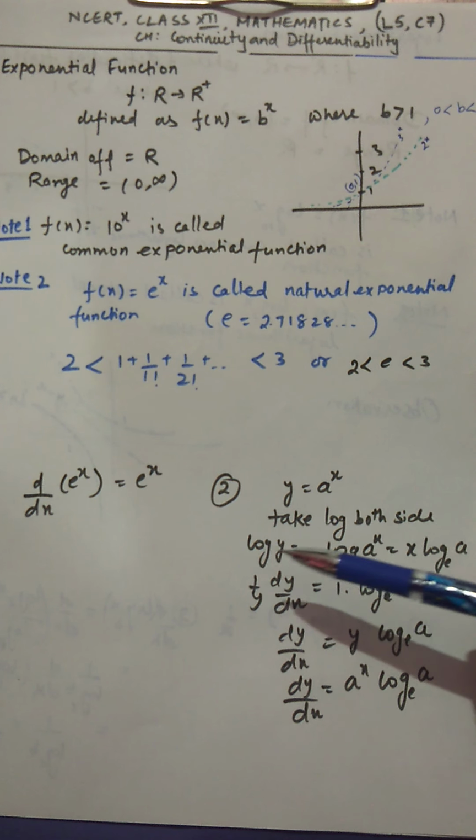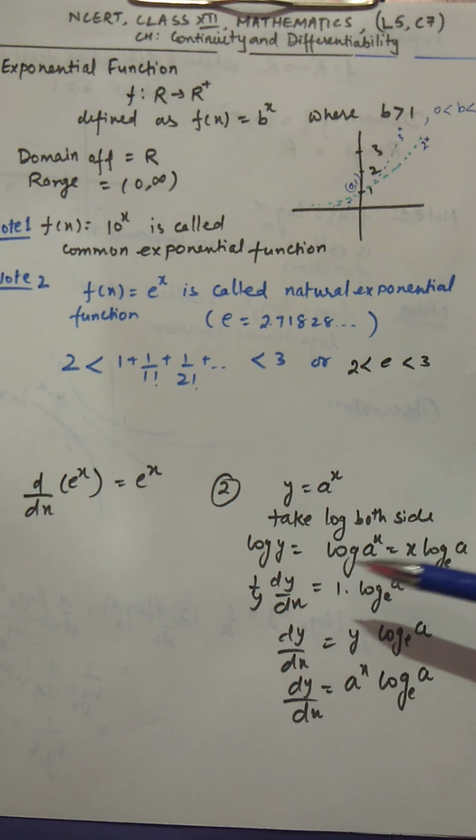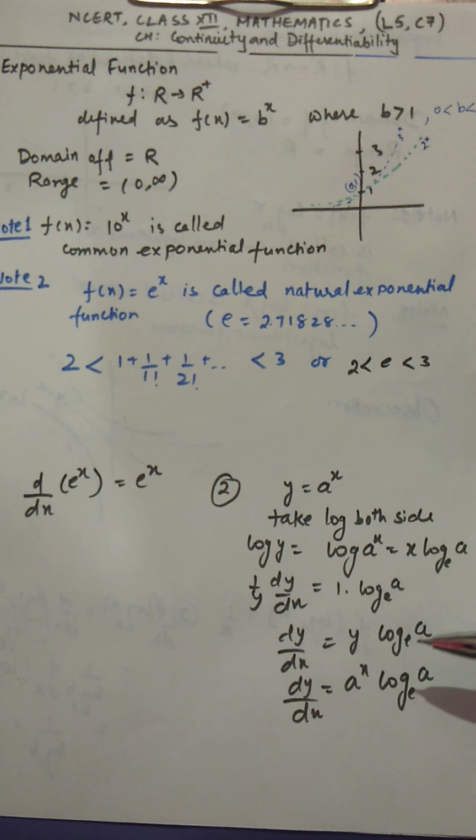Now differentiate with respect to x: (1/y) dy/dx equals the derivative of x log_e a. Here x is the variable and the rest is constant, since log_e a is a constant term, so only x is differentiated. So this is 1 times log_e a. From here dy/dx will be y log_e a. Since y is a^x, dy/dx is a^x log_e a.